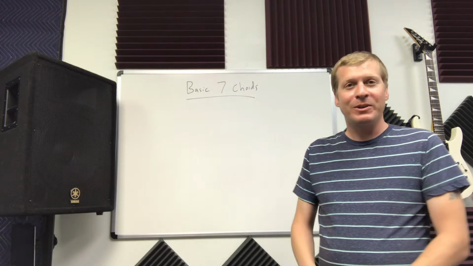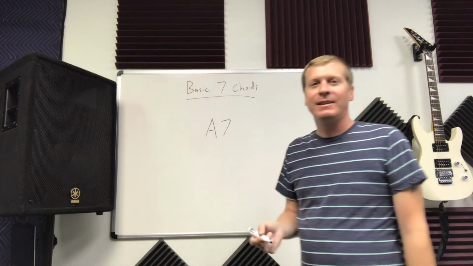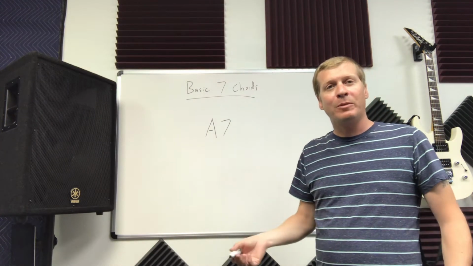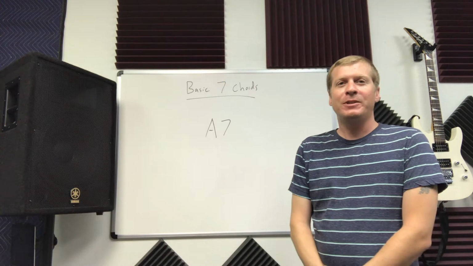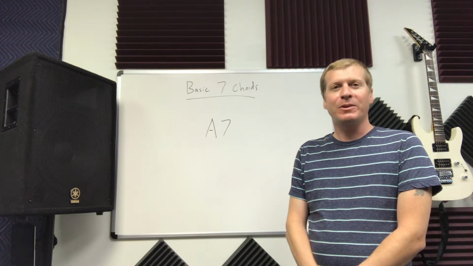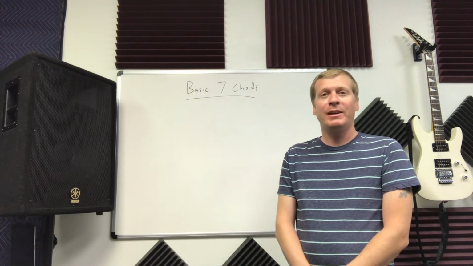So if we see a chord that says A7, this is what we're referring to, and that's technically known as a dominant 7, which we will talk more about later. But today we just want to learn the shapes on the guitar and understand the most basic elements of playing 7 chords in open position. So we're going to go over all of the 7 chords from A to G in open position.